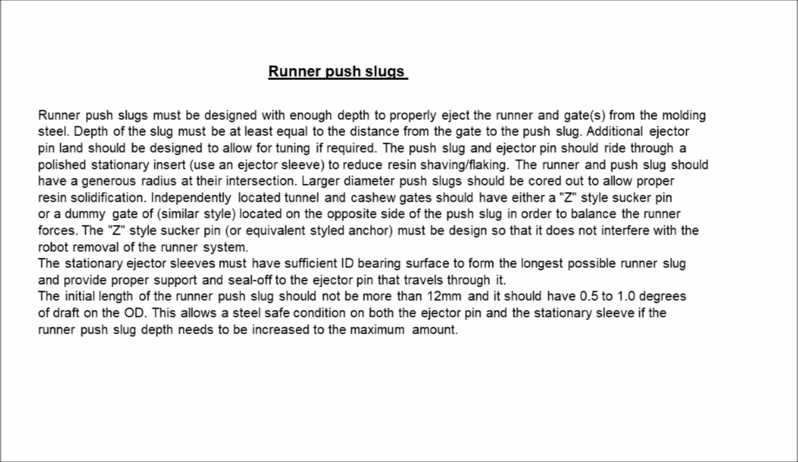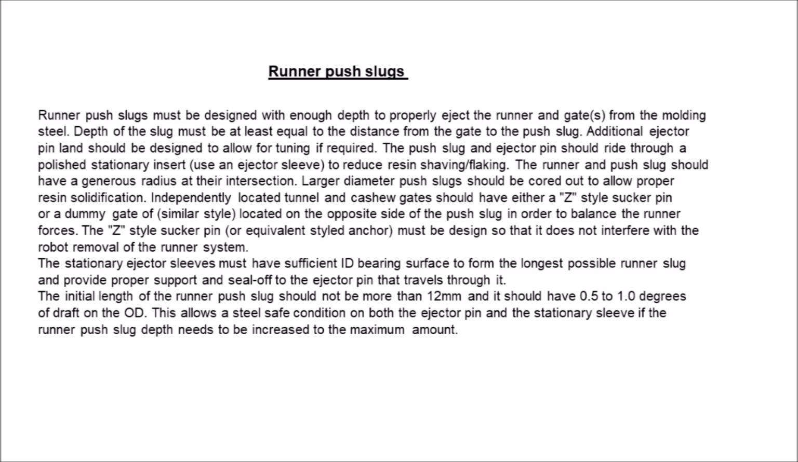Independently located tunnel and cashew gates should have either a Z-style sucker pin or a dummy gate of similar style, located on the opposite side of the push slug in order to balance the runner forces. The Z-style sucker pin, or equivalent styled anchor, must be designed so that it does not interfere with the robot removal of the runner system. The stationary ejector sleeves must have sufficient ID-bearing surface to form the longest possible runner slug, and provide proper support and seal off to the ejector pin that travels through it.